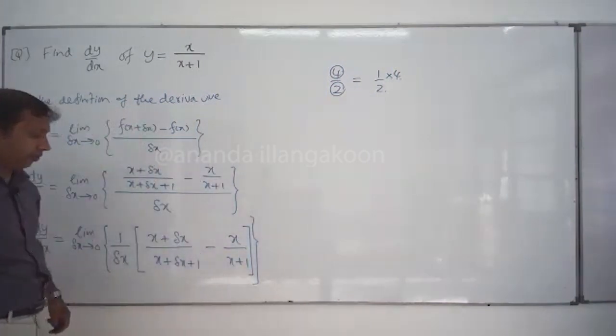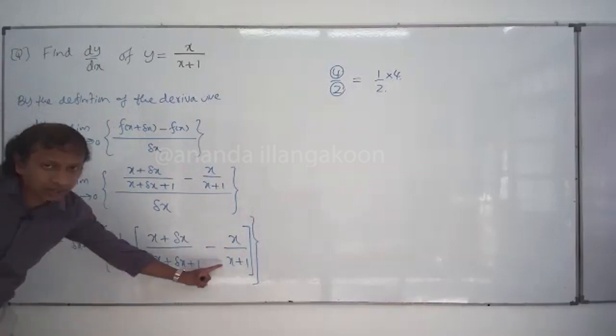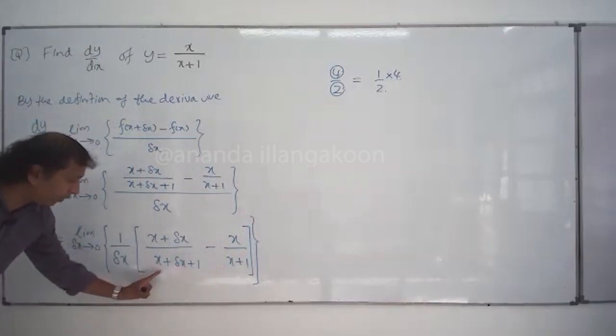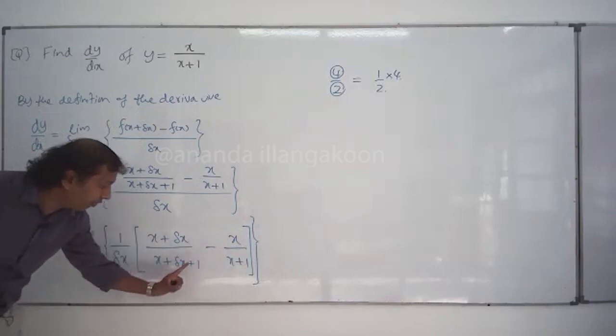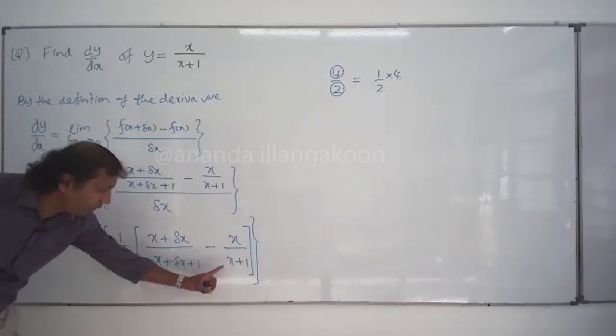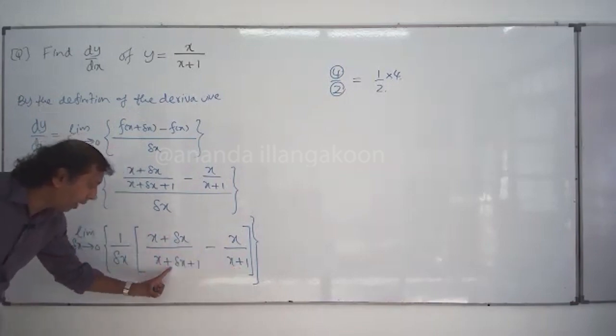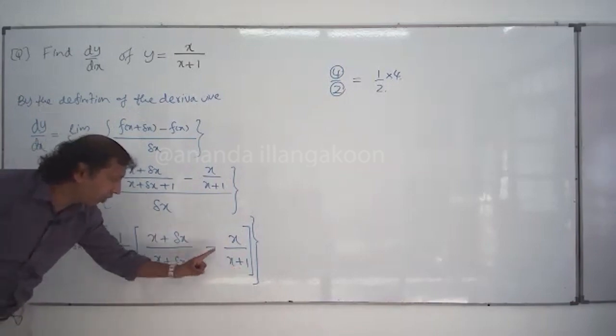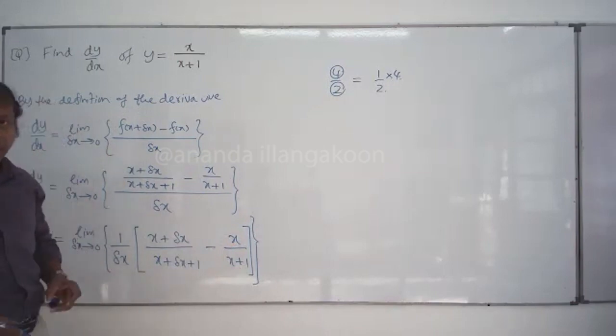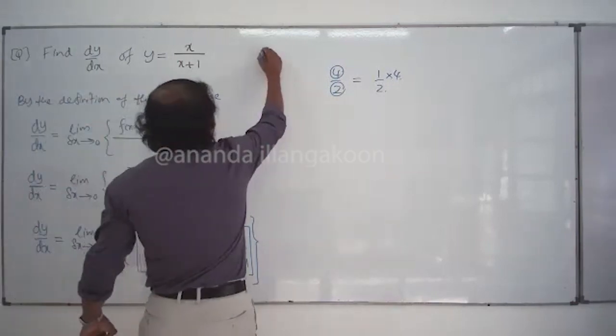You see, we get. Now within this bracket, take the common denominator as the product of this and this. Whenever you take the product of this and this as your common denominator, by this x plus 1 you should multiply this, and by this x plus delta x plus 1 you should multiply this. That way you have to simplify this. Right, come on, people.